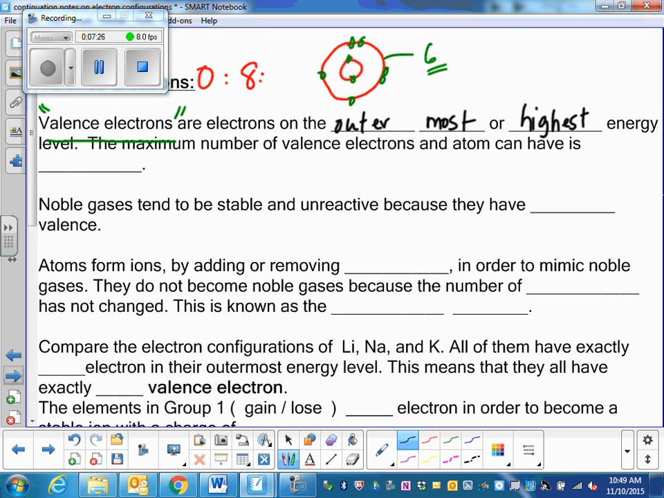Okay, moving on. So, we didn't finish this line. The maximum number of valence electrons, what do you think the maximum can be? 8. It can't be more than 8.